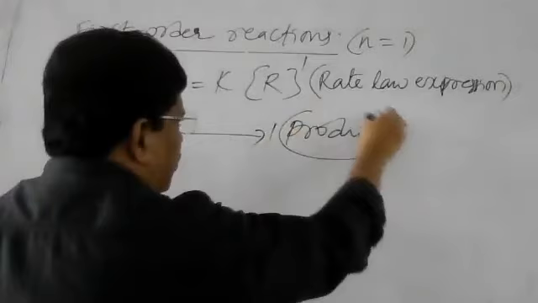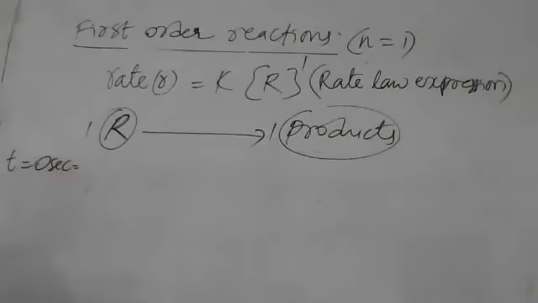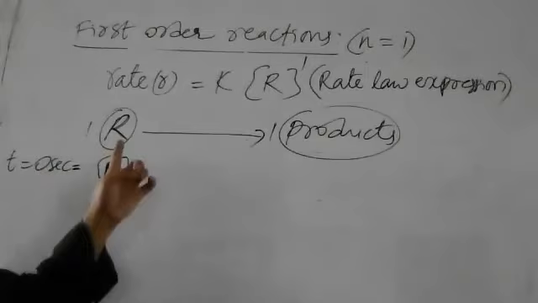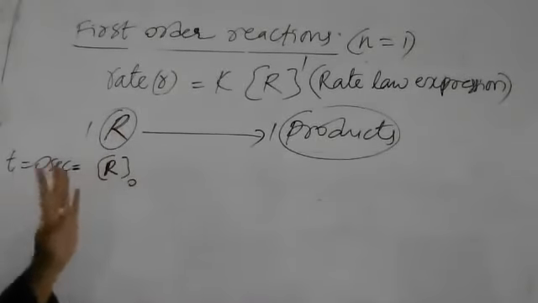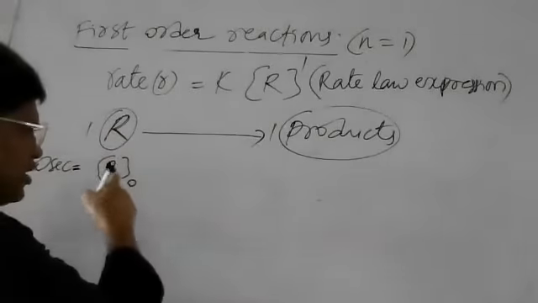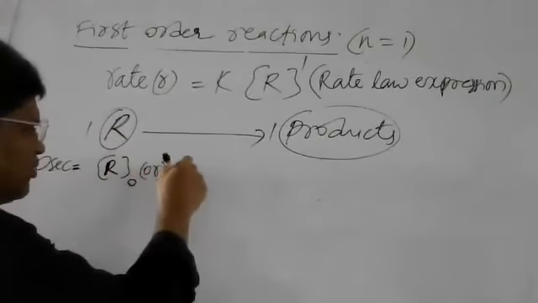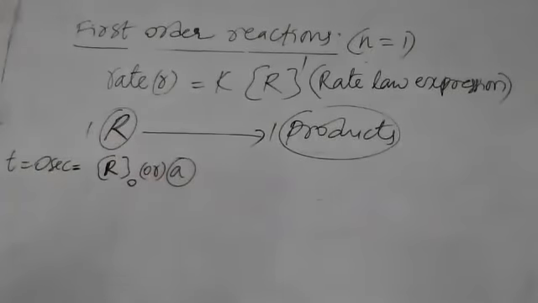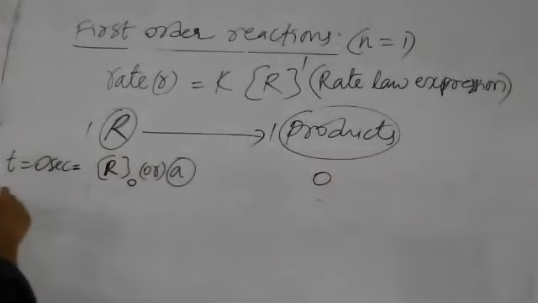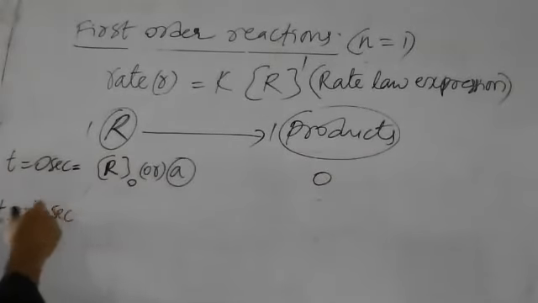Is that clear? Now in this case again, when time is 0 seconds, what can be taken as the concentration? If you take reactant A naught, or R naught, so R naught is the initial concentration of reactant. Initial concentration of reactant we can also take as small a, the initial concentration of A. And initially will any product be there? No, 0.